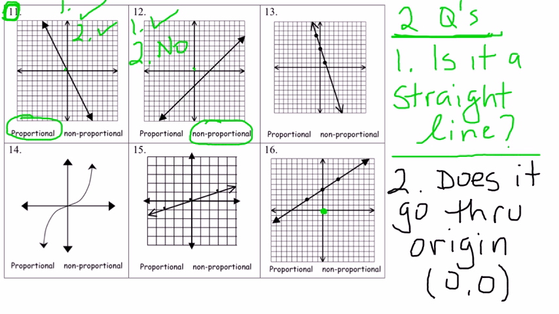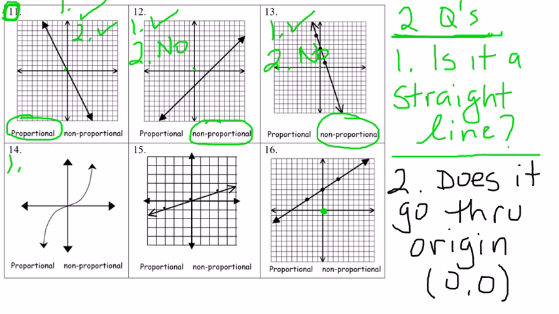Number 13 here. Is it a straight line? Yeah, I'm going to say so. Now, does it go through the origin? Does it go through that point right there? No, not really. So this one, not proportional. Again, it's only got to fail one of these, gang. If it fails one of these, it cannot be a proportional relationship.